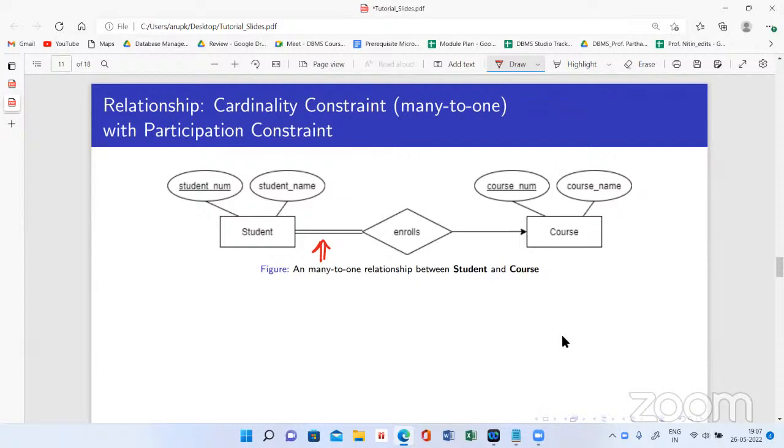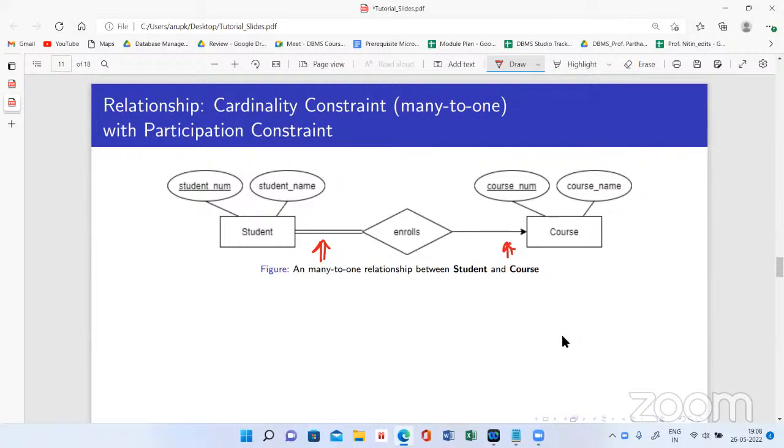Is it clear? At least one. So every student should enroll; zero is not an option. It should be at least one. Every student should enroll for at least one course, right? But this says a course should have zero students.